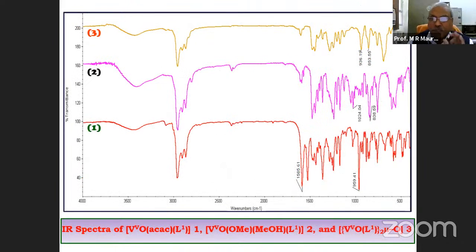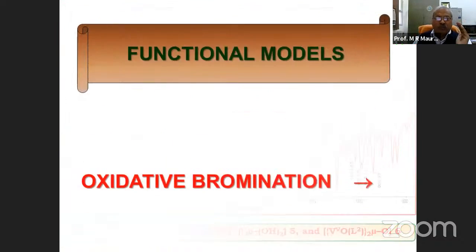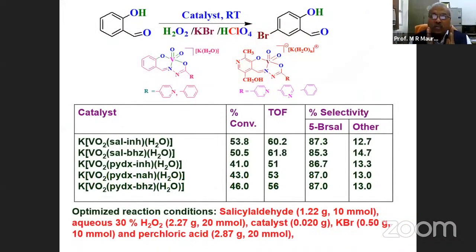And not only that, we characterized by all means, and then we tried to do the oxidative bromination, that is haloperoxidase activity, which is carried out by the haloperoxidase enzyme. And you will see that this experiment was done by a simple MSc student, where salicylaldehyde has been brominated to 5-bromosalicylaldehyde in a major yield along with some other products, etc. Using this simple vanadium compound, what we expected to do, in fact we could observe it very nicely.